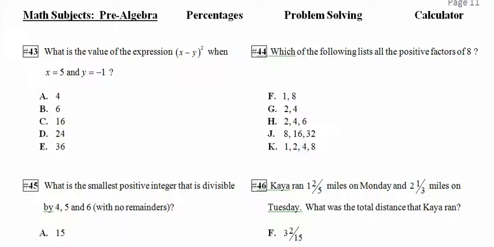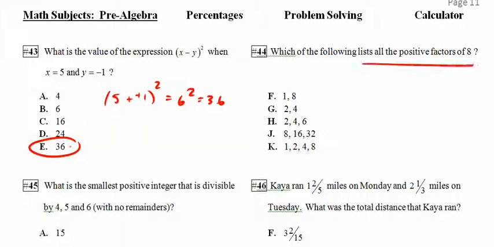What's the value? Blah, blah, blah. Plug in. They're expecting you to screw up the negative. All the positive factors of 8. A lot of people forget this because they haven't done it in so long, but 1, 2, 4, and 8 all go into 8. So the answer is K.